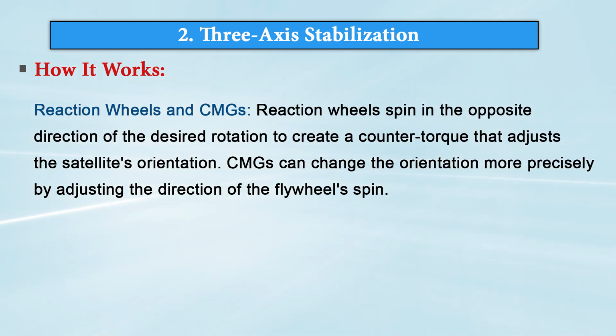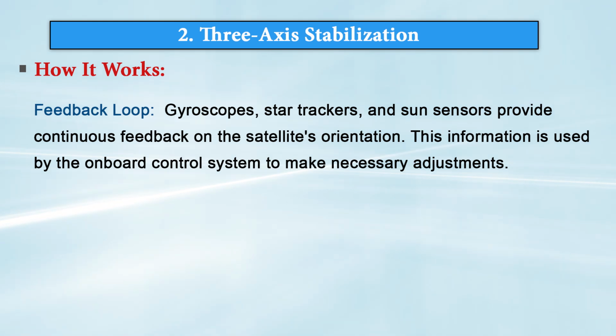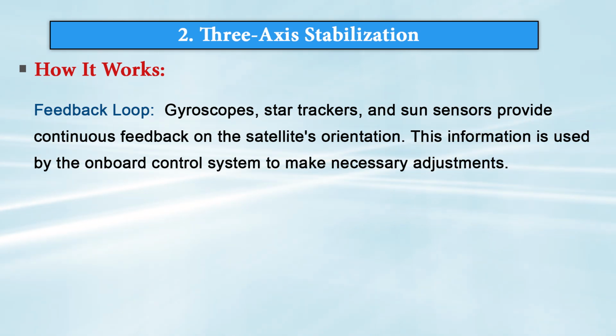Reaction wheels spin in the opposite direction of the desired rotation to create a counter torque that adjusts the satellite orientation. CMGs can change the orientation more precisely by adjusting the direction of the flywheel's spin. Feedback loop: gyroscope, star trackers and sun sensors provide continuous feedback on the satellite orientation.